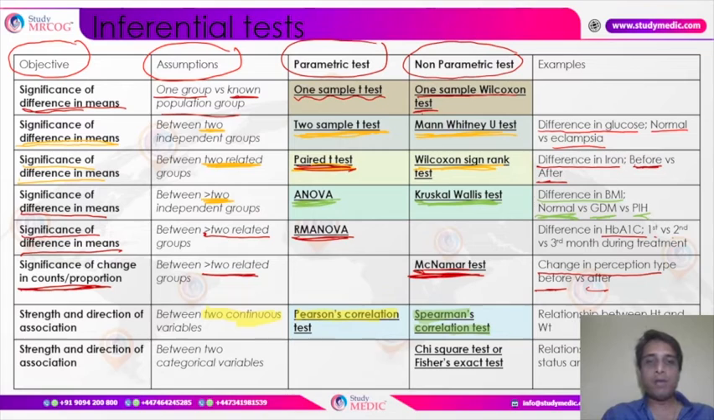Now, if you want to find out the strength of association between two categorical variables, what do we use? It is the chi-square test. When the sample size is low, we use Fisher exact test. For example, the relationship between pregnancy status and GDM status.